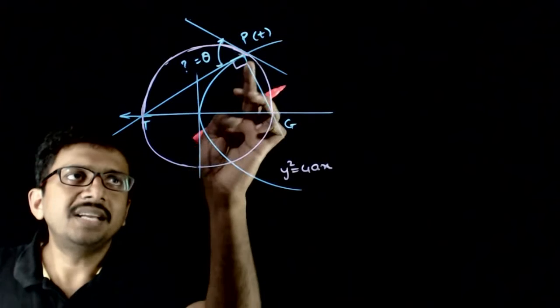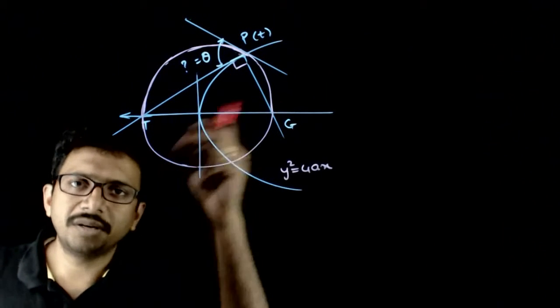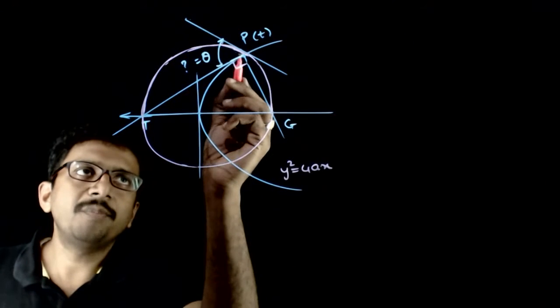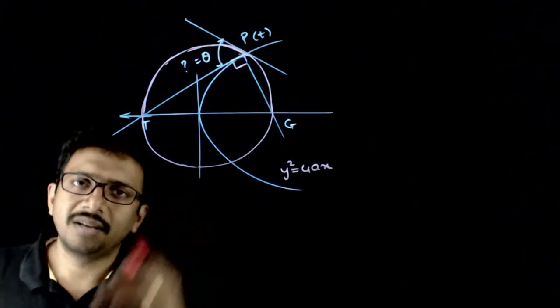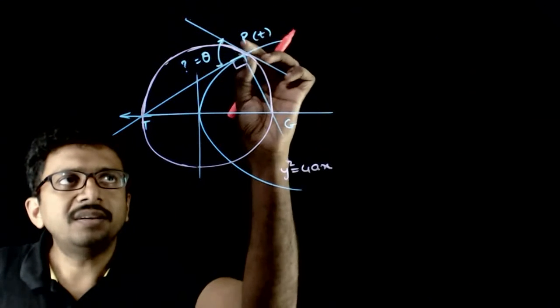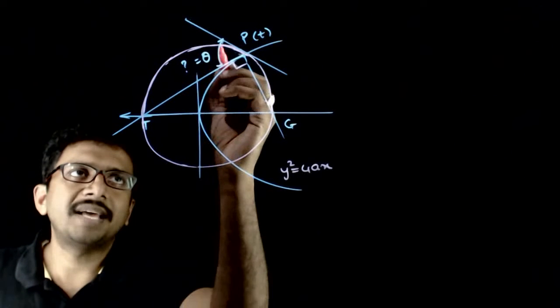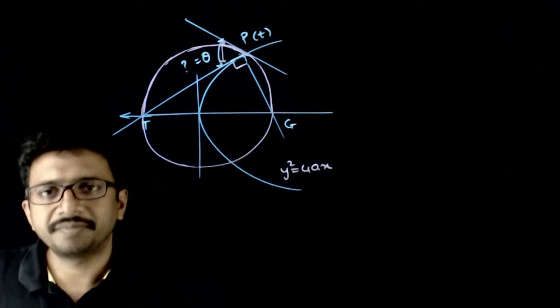Now a circle through the 3 points P, T, G is drawn. A circle is drawn and from the same point P you have drawn a tangent to the circle. And you are asked to find the angle between the tangent to the circle and the tangent to the parabola. So what is this angle? So this angle is being asked.